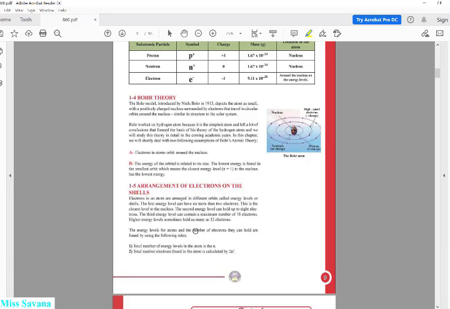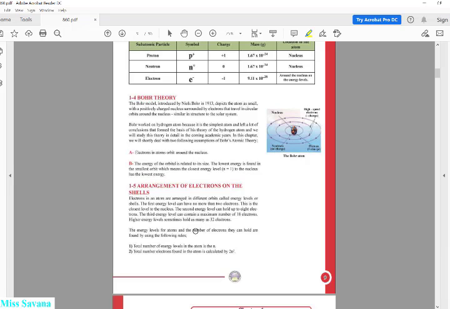So how are the electrons orbiting around the nucleus? شلون الإلكترونات تفتر حول النيوكليوس؟ Electrons in an atom are arranged in different orbits called energy levels. الإلكترونات تفتر حول النواة بشكل مرتب في شيء اسمه الانرجي levels أو مستويات الطاقة or shells.